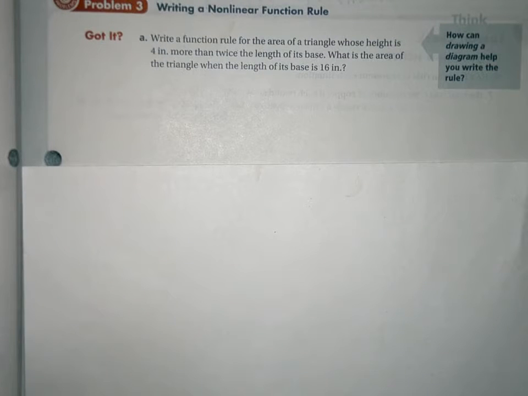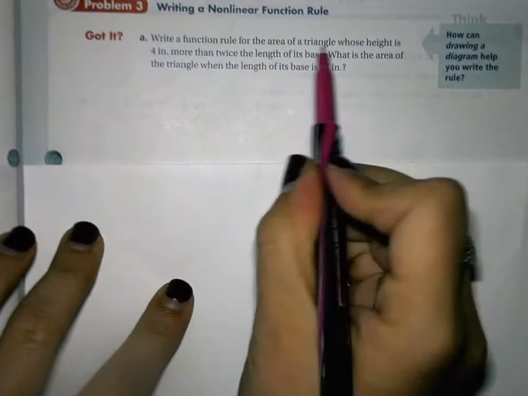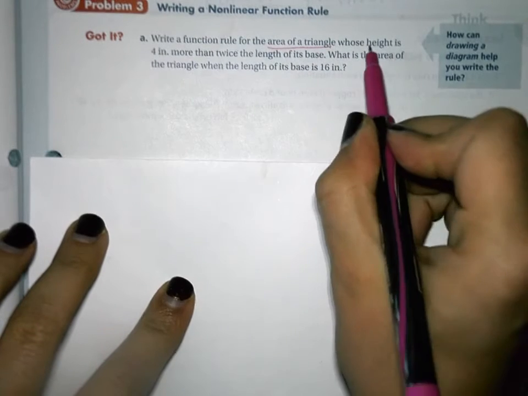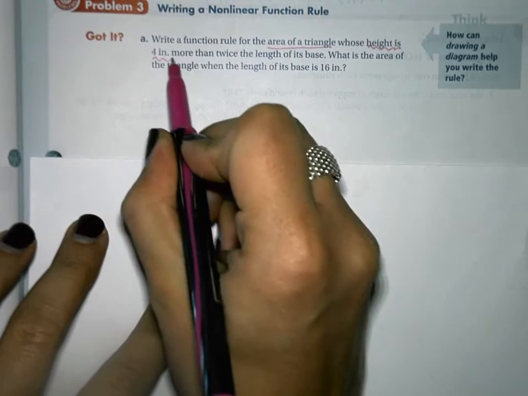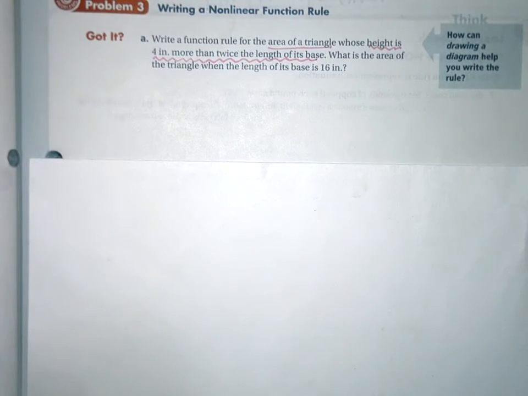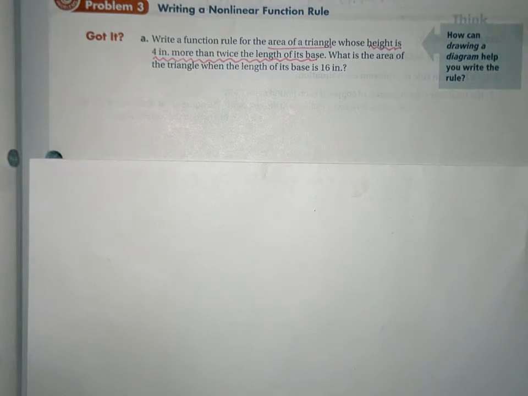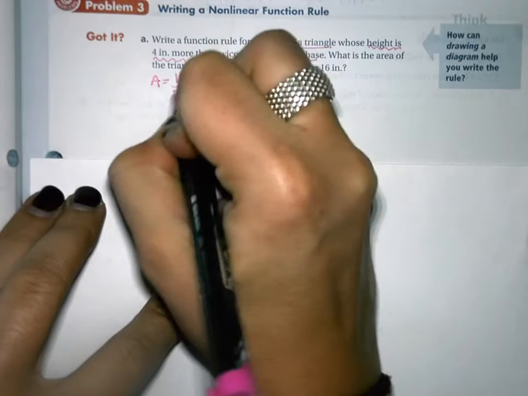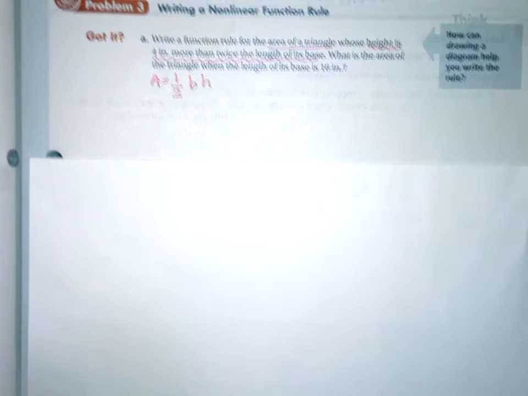So problem 3 says to write a function rule for the area of a triangle whose height is 4 inches more than twice the length of its base. What is the area of the triangle when the length of the base is 16 inches? So first we need to write down what the formula for area of a triangle is. So what do we already know about area of a triangle? We know that the area equals half times base times height.